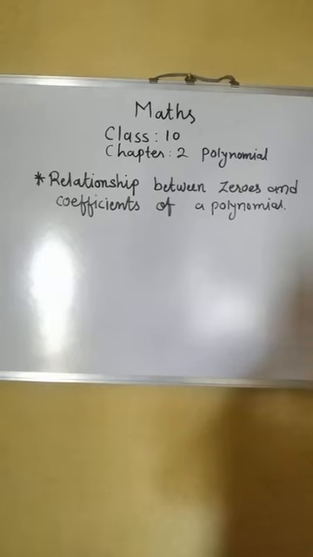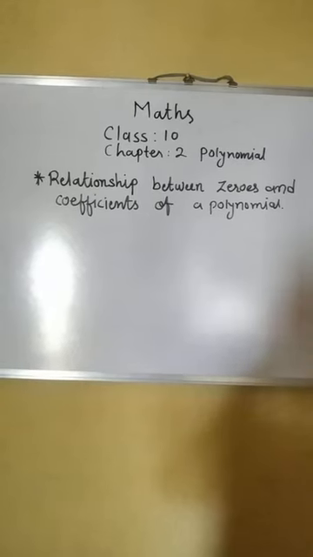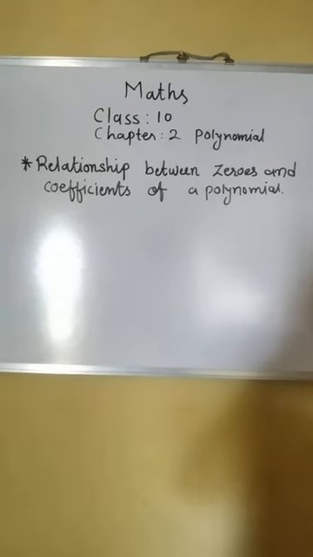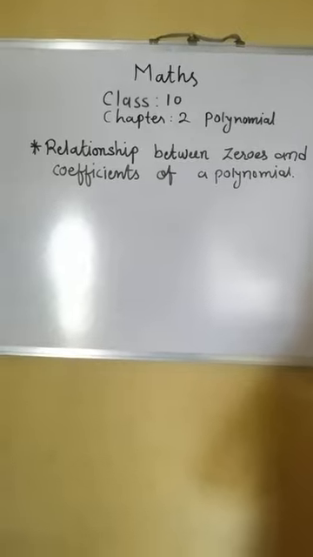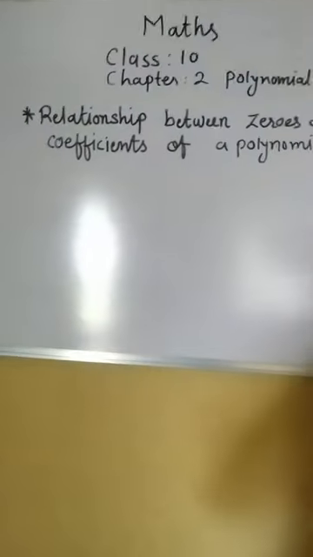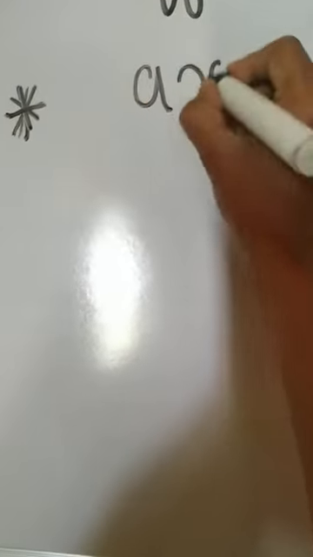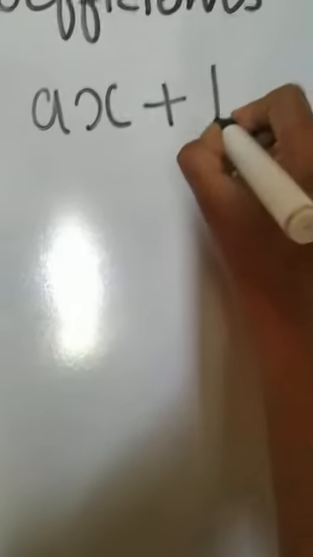Again for the class 10 chapter 2 polynomials. Today we are taking the topic relationship between zeros and coefficients of polynomial. As we already know that this chapter maximum contains 6 marks, minimum it will contain 4 marks. Yesterday I already talked about this.